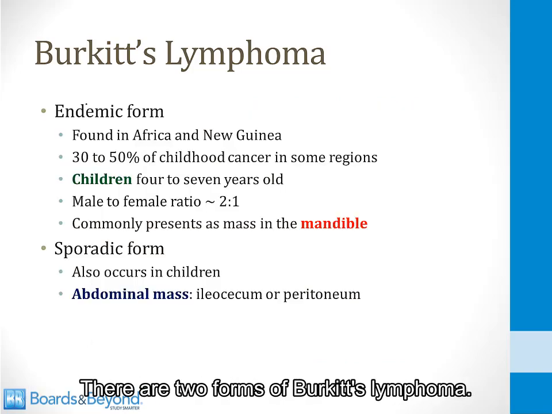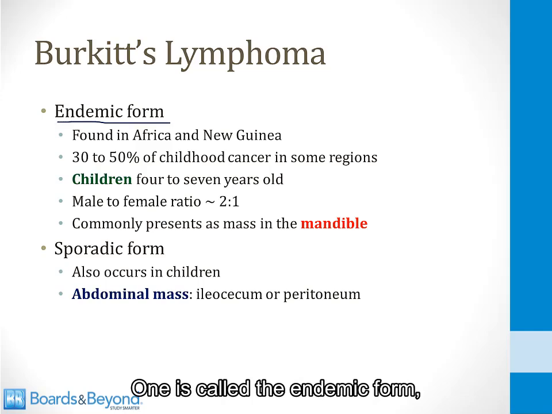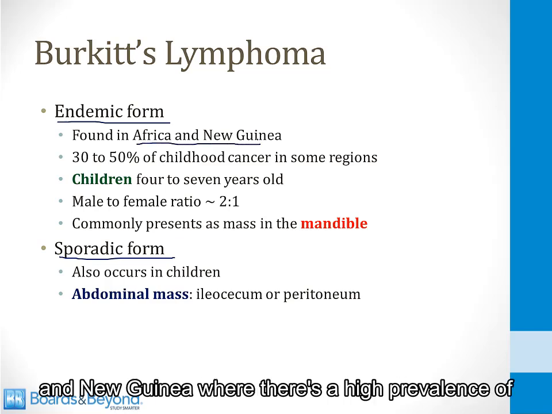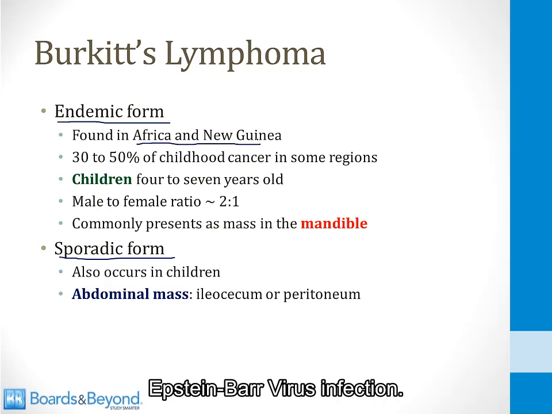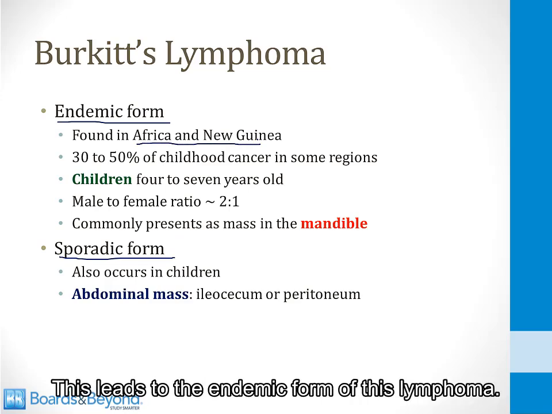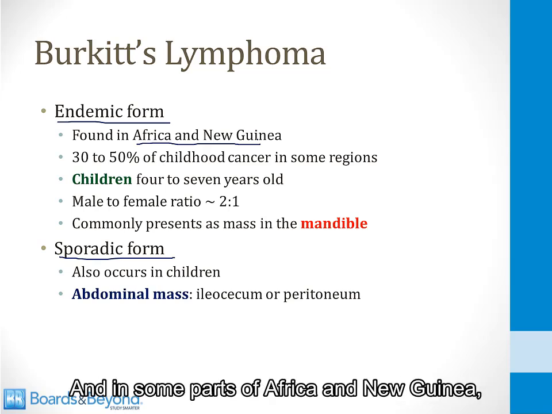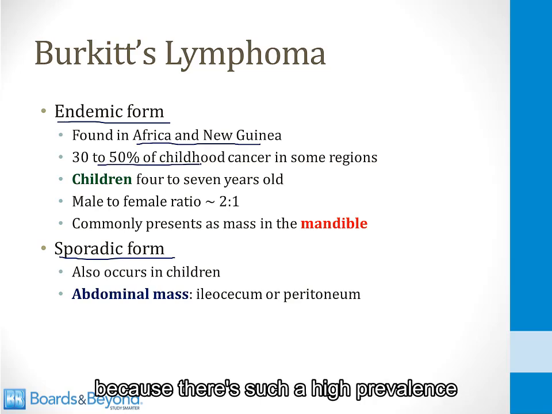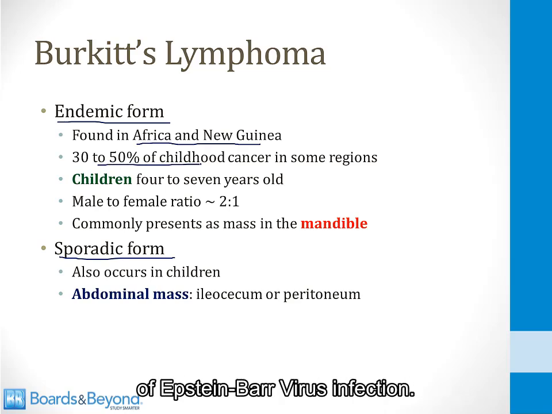There are two forms of Burkitt's lymphoma. One is called the endemic form, the other is called the sporadic form. The endemic form occurs in places like Africa and New Guinea, where there's a high prevalence of Epstein-Barr virus infection. This leads to the endemic form of this lymphoma. And in some parts of Africa and New Guinea, this represents up to half of childhood cancers because there's such a high prevalence of Epstein-Barr virus infection.